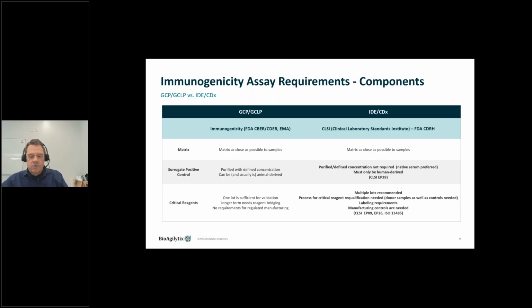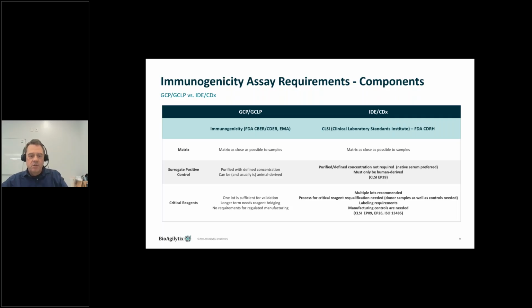So this slide considers the components of the assay and how they may differ between the regulatory standards. First, in both regulatory standards, the matrix needs to be as close as possible to the intended test samples. AAV therapeutics typically target rare diseases, which may not have sufficient material to support validation. And so there is reasonable flexibility for use of normal individuals for the validation.